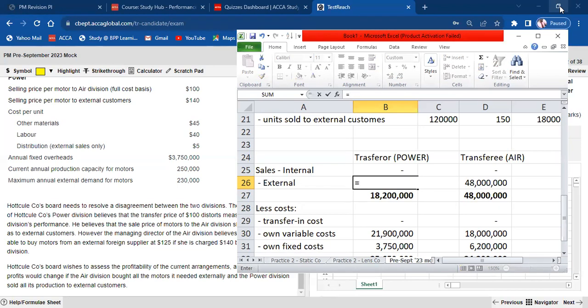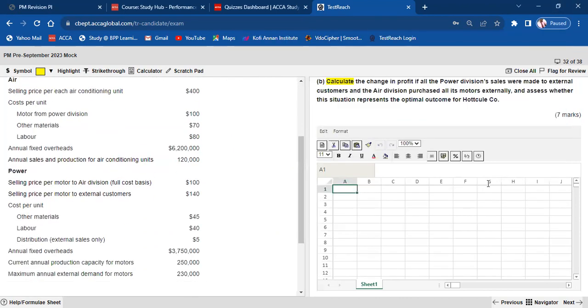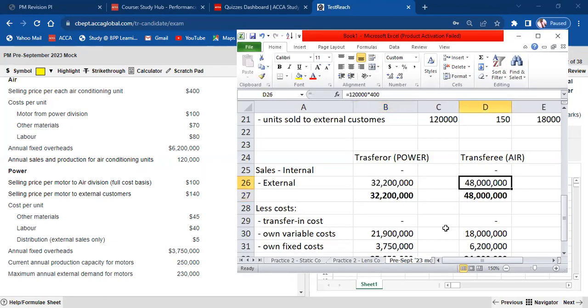So they are going to have some 20,000 units left unsold, because of the 250,000 capacity, the market wants only 230,000 at a superior price of 140. So their sales become that, and Air will continue to sell all its 120,000 air conditioning units for $400 each. Transfer in cost, you see I linked the cell, so it has changed. This is how you use a computer to your advantage in the exams.